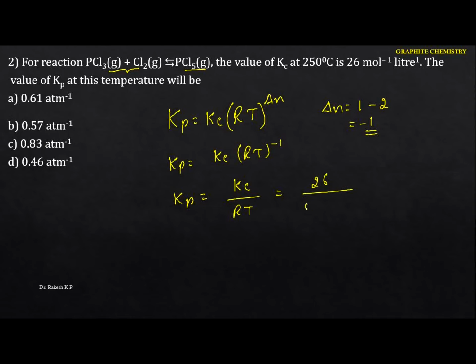The R value we know is 0.0821, and the temperature you have to take in Kelvin, which becomes 253. If you do the calculations here, we are going to get 0.61, that is atmosphere inverse. So in this case the option is the second one, that is A. Okay, so next question.